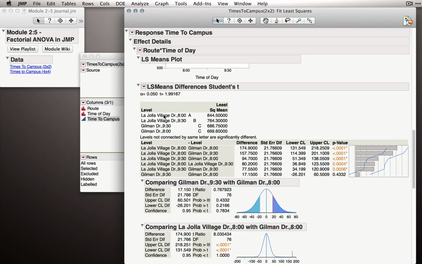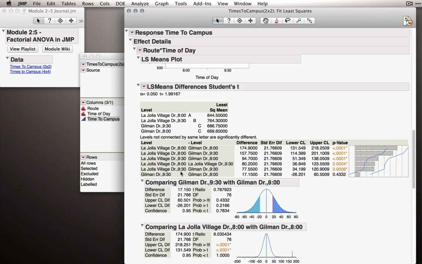So for instance, La Jolla Village Drive at 8 o'clock is different from all the other means. Notice that no other level has the A letter. So La Jolla Village Drive at 8 o'clock is different from La Jolla Village Drive at 9:30, from Gilman Drive at 9:30, and Gilman Drive at 8 o'clock. La Jolla Village Drive at 9:30 is also different from each of the other levels. Finally, let's look at the two different times of day for Gilman Drive. Notice that they share a letter. They're given the letter C. So this should be an indication to us that these two times of day at Gilman Drive are not statistically significantly different from each other.